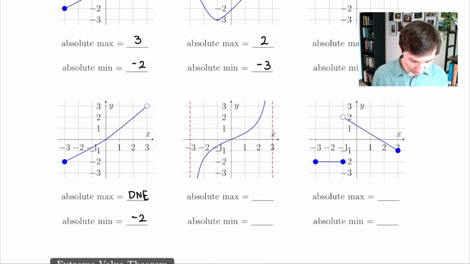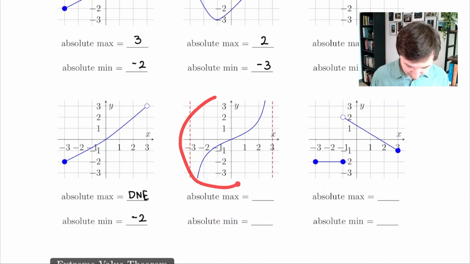There is a value of -1.5, there is a value of -1, the value of 0, the value of 1, the value of 2, the value of 2.5, the value of 2.99, but this function actually never gets to 3. This function has no largest value between -3 and 3.